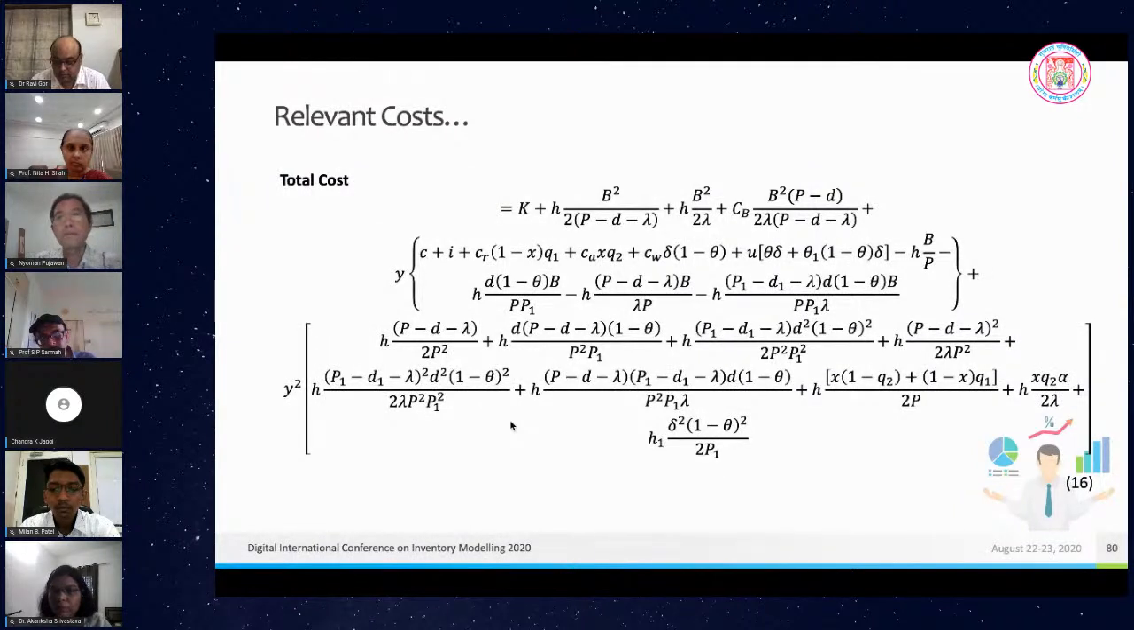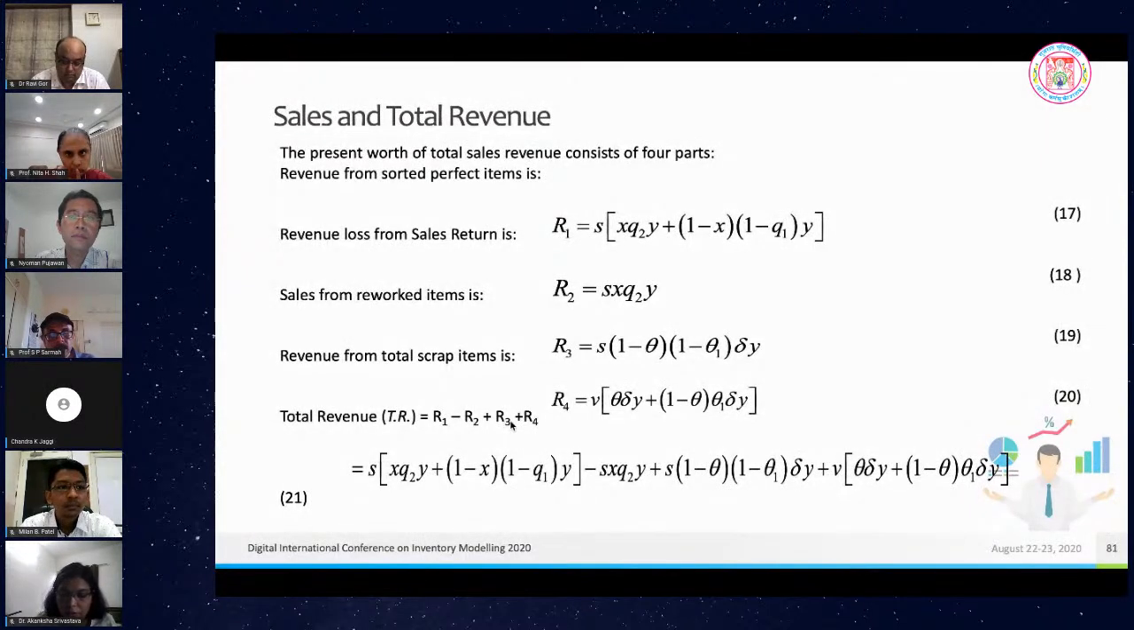This comes out to be the total cost when you add all these costs which I have given you. The formula shows which costs you are adding, and all these costs sum up to this one. Next, please. These are the total sales revenue, then revenue from the scrap. This is the total revenue which we can calculate. That was the cost. Next one, please.